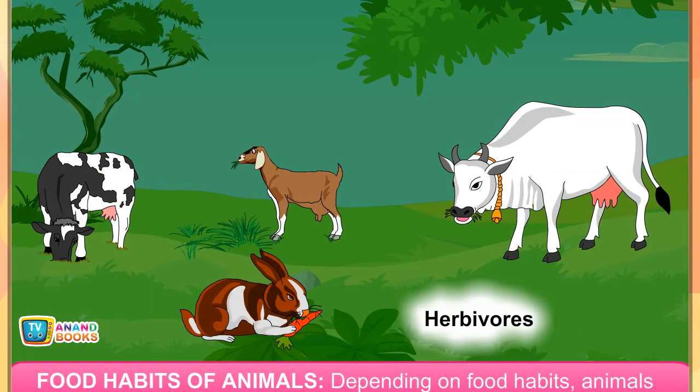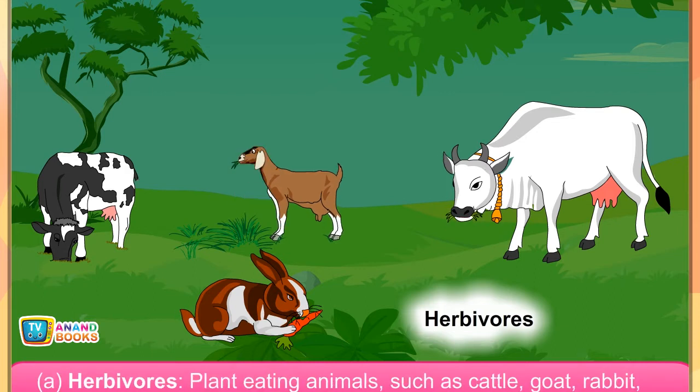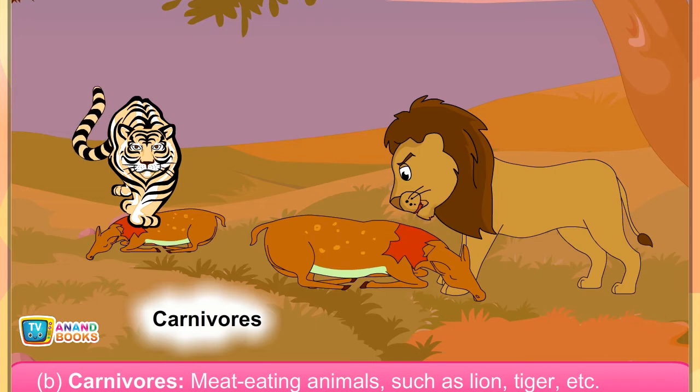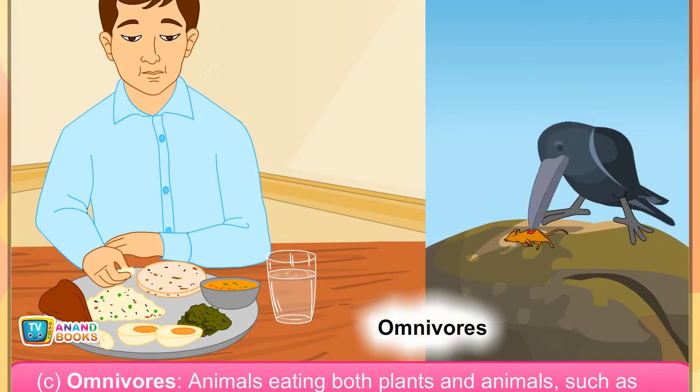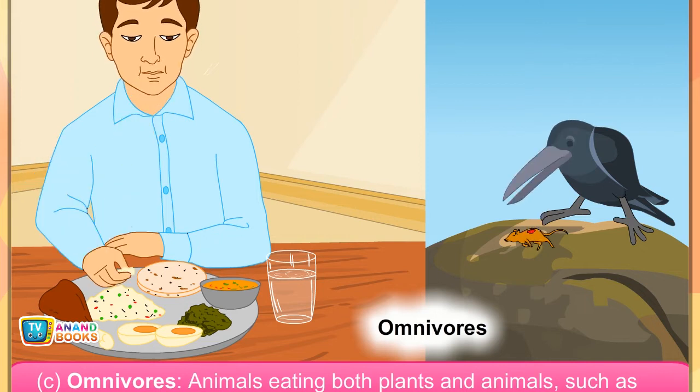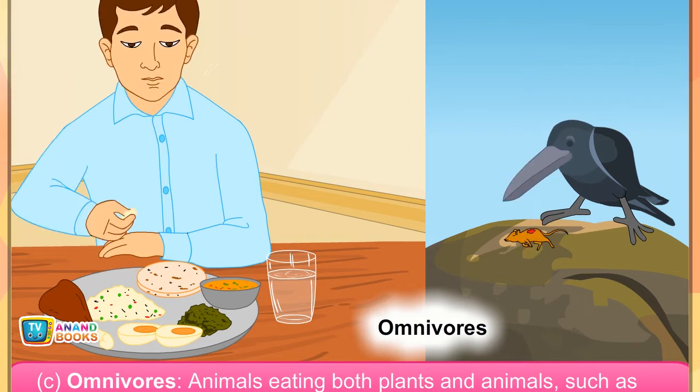Food habits of animals. Depending on food habits, animals can be categorized as A. Herbivorous, plant-eating animals such as cattle, goat, rabbit, etc. Cattle are also called ruminants. B. Carnivorous, meat-eating animals such as lion, tiger, etc. C. Omnivorous, animals eating both plants and animals such as man, crow, etc.